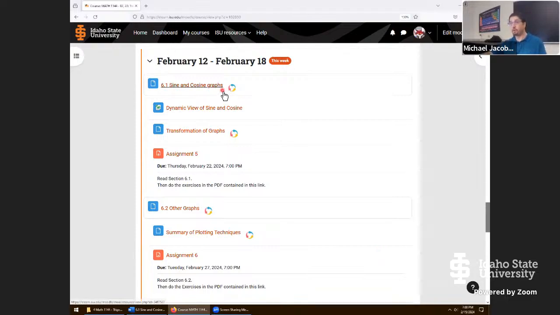We're pretty much done with section 6.1. We're on the very last example. We're going to handle a new example where we're dealing with a midline equation.